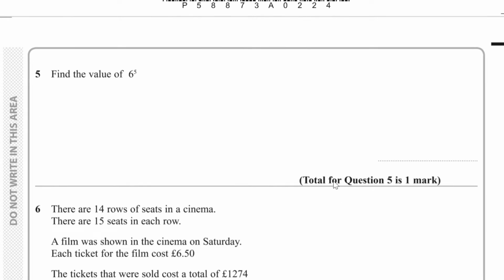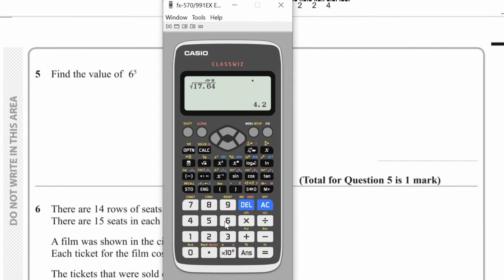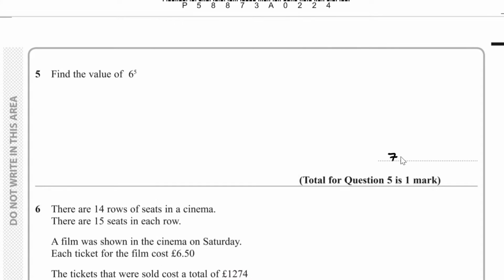Question 5, we have to find the value of 6 to the power of 5. Input this into our calculator. We have 6 to the power of 5. It turns out we get 7776.